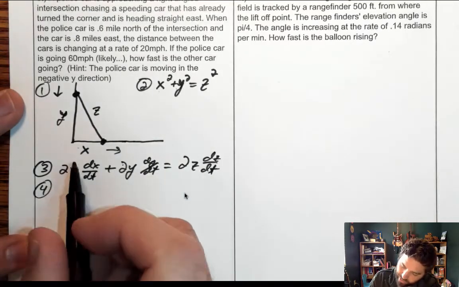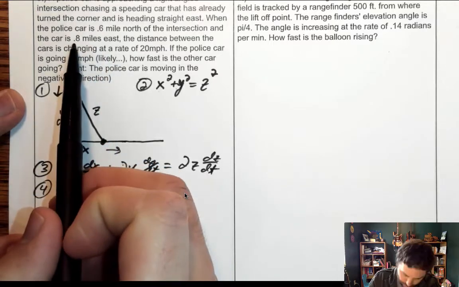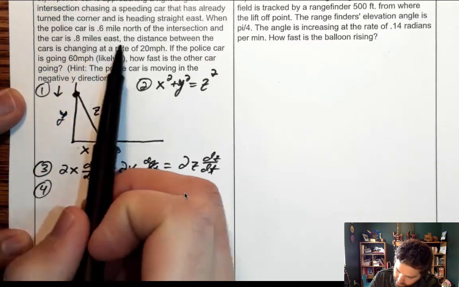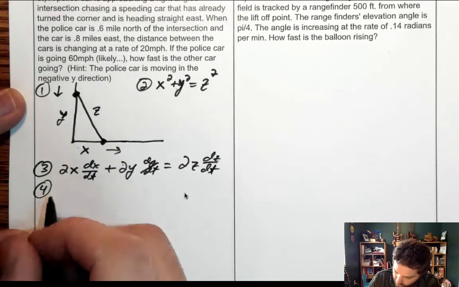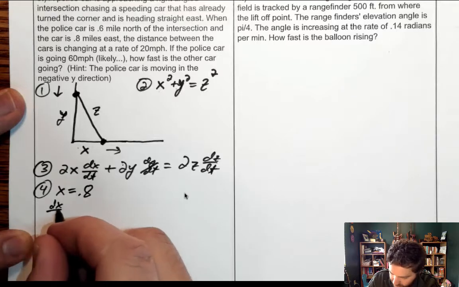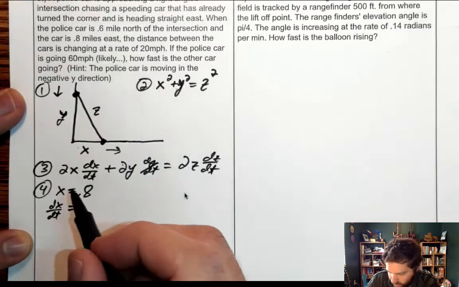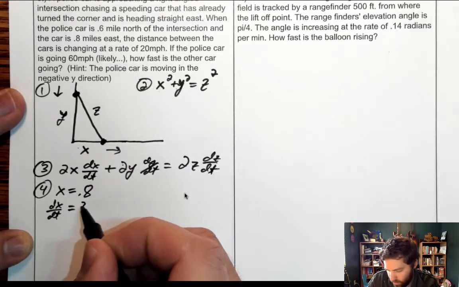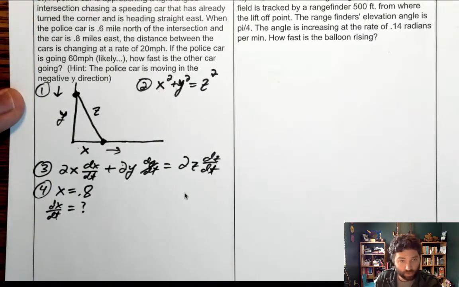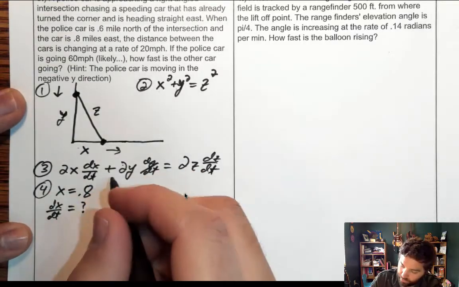We know what x is. x is going to be 0.8 because that is how far the car is, in miles, east of the intersection. So this is going to be 0.8. We don't know dx/dt. dx/dt would be how fast the car is going. That's unknown. This is a good place to pause and see if you can write down everything and maybe just see if you can finish out the problem. See how you do.